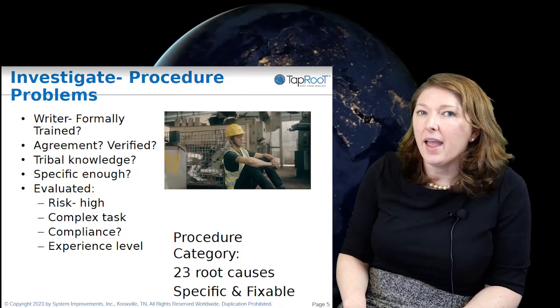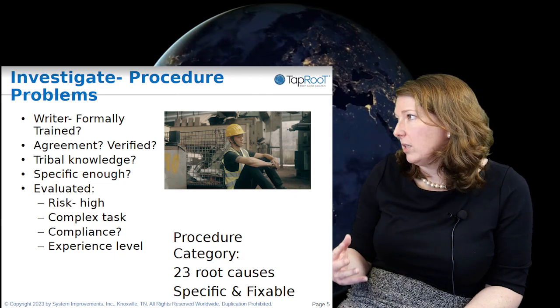And oftentimes a lot of folks raise their hand and have written a procedure. And then we'll ask the question, how many people have been technically trained in writing a procedure? And a lot of hands go down. There's a lot of people out there writing procedures that have never been trained in the correct technical formatting techniques for writing a procedure.